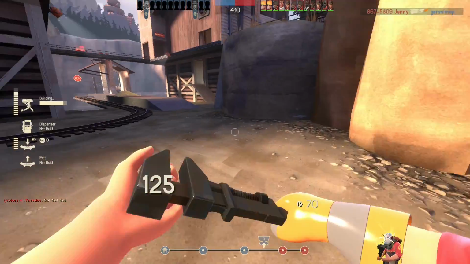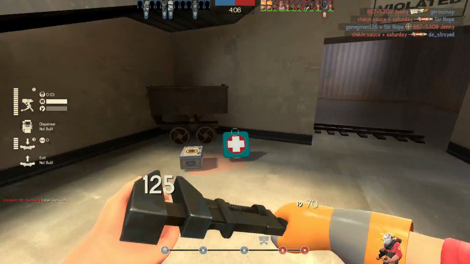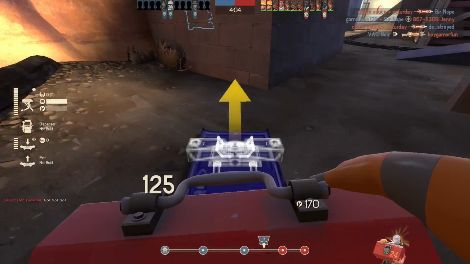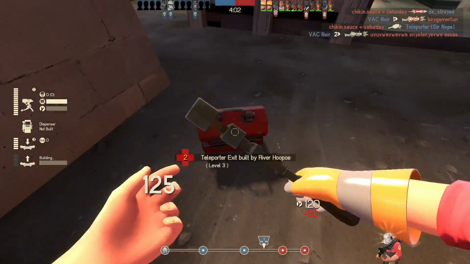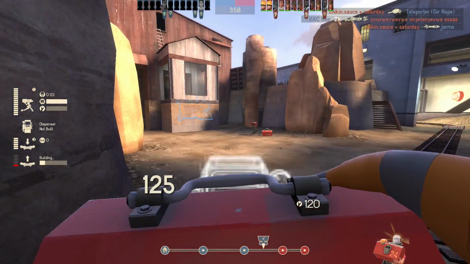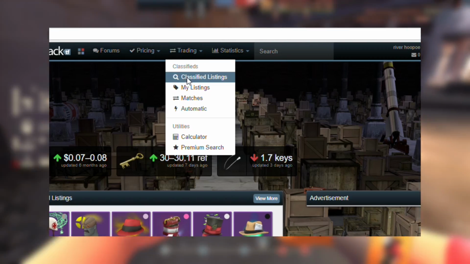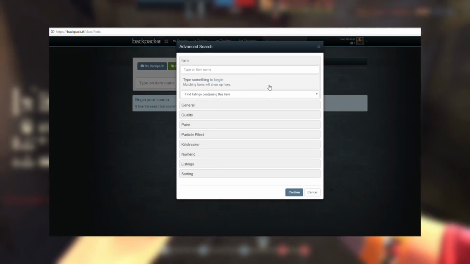Anyway, at this point, I think we should get into the methodology of this strategy. First though, you need to find unusuals that are better than yours to offer on. To do this, I would either jump onto unusual trading servers, or look through the backpack.tf classifieds. To perform the latter, all you gotta do is just go onto backpack.tf, go to trading, then classified listings, and then change the search to search for unusuals.